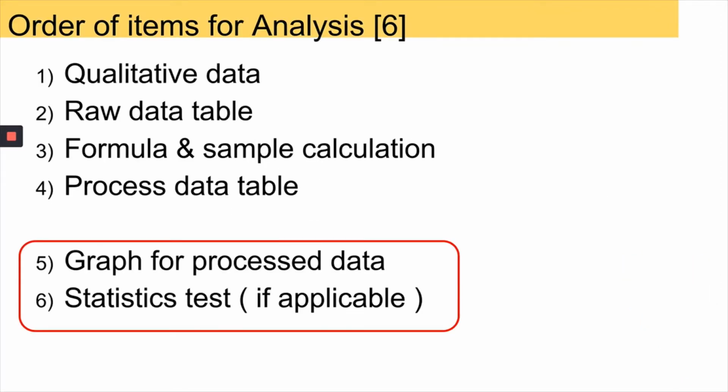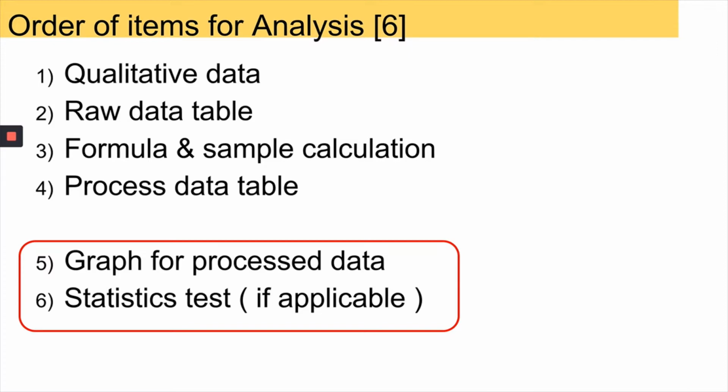From the last video, we were talking about analysis taking up about 6 points out of 24 in the biology IA. In the last video, we mentioned qualitative data, how to set up the raw data table, a reminder as to what you need to write for the formula and sample calculations, and again a reminder about the processed data table. So in this video, we're going to focus on the graph and the statistic test.